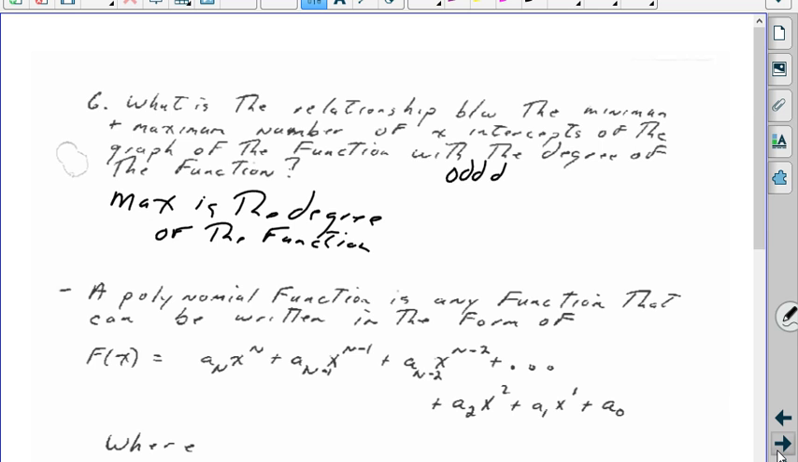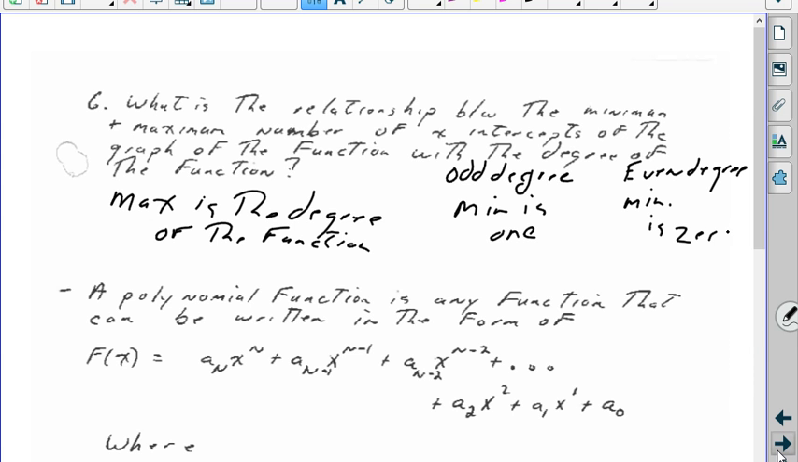The odd degree minimum is 1. If it starts here and ends here, it's got to cross the x-axis somehow. If it's an even degree, minimum is 0, because I can have it above the x-axis.